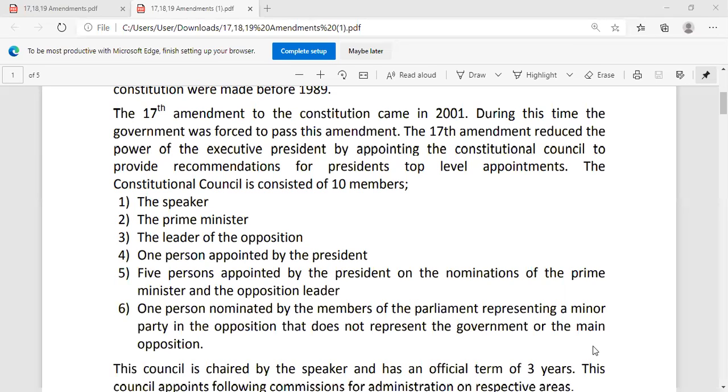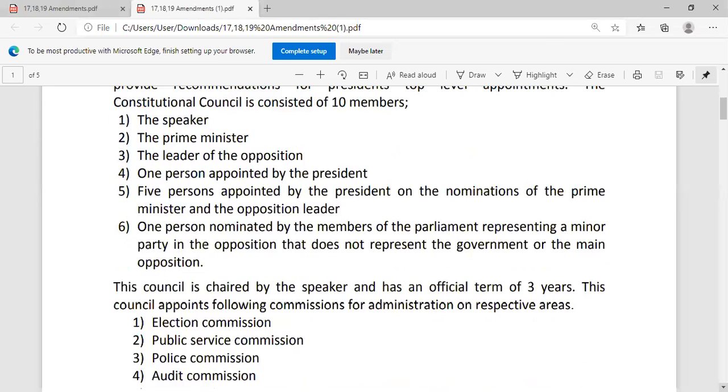It can't be from the government, and it can't be from the main opposition. For example, at this time, you have to pick one person from a minor party. It can't be from the government, of course. It can't be from the telephone either. It can't be from Sajith's party either, because they are the main opposition. Right? It has to be someone in the opposition, but from a small party. Okay. So that's how the 10 positions are filled.